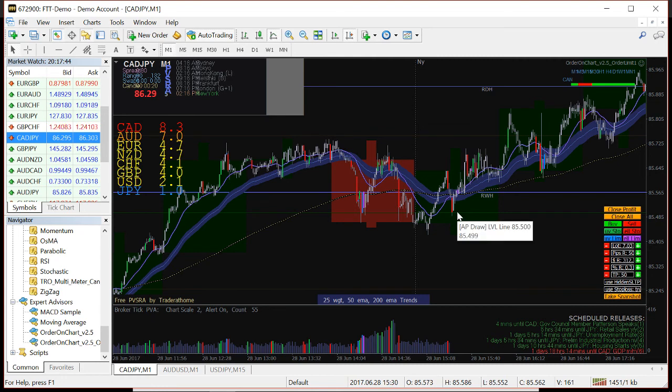It fails to break the key level. So it fails to break the 85.500. Why does it fail to break? Because here is evidence that market makers are going to push prices up. Okay, so it doesn't break the key level, but you have huge volume, and then price breaks the 200 EMA again and starts to go up. So we know that the overall trend is still bullish.